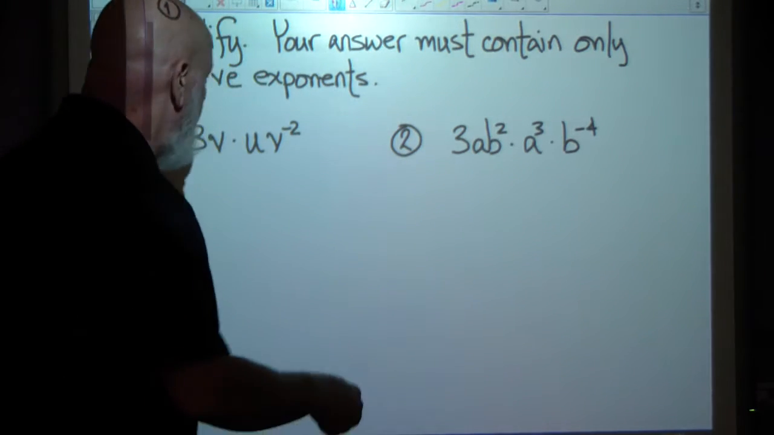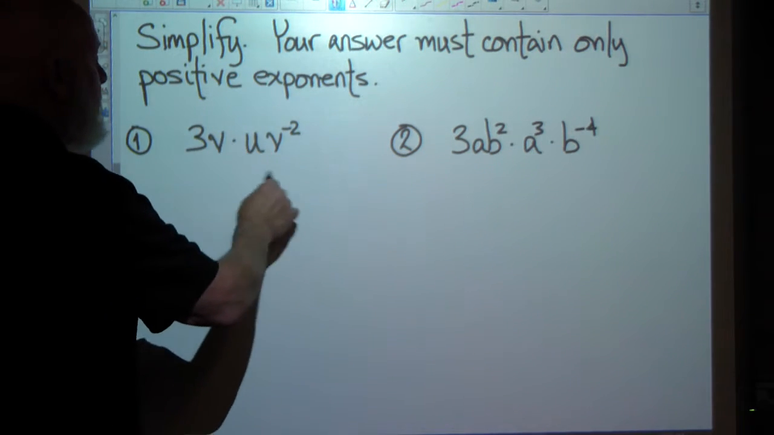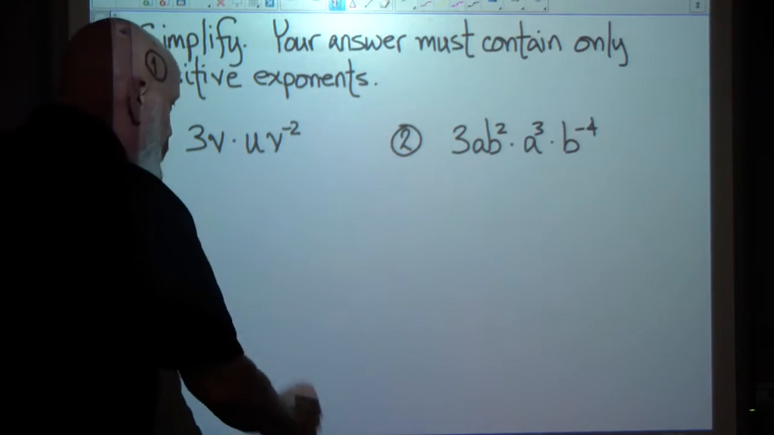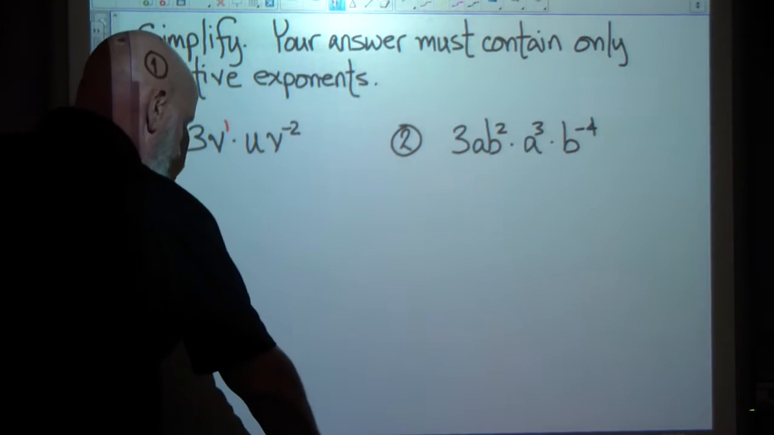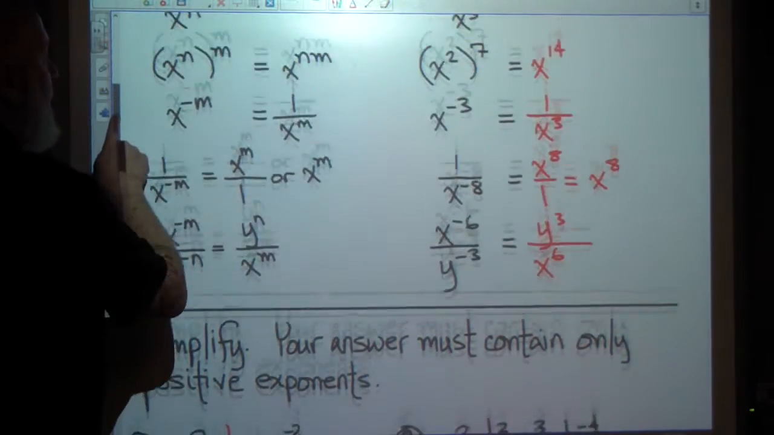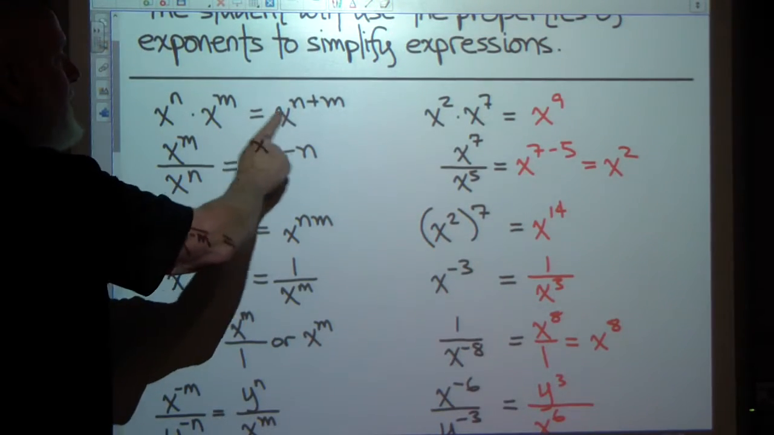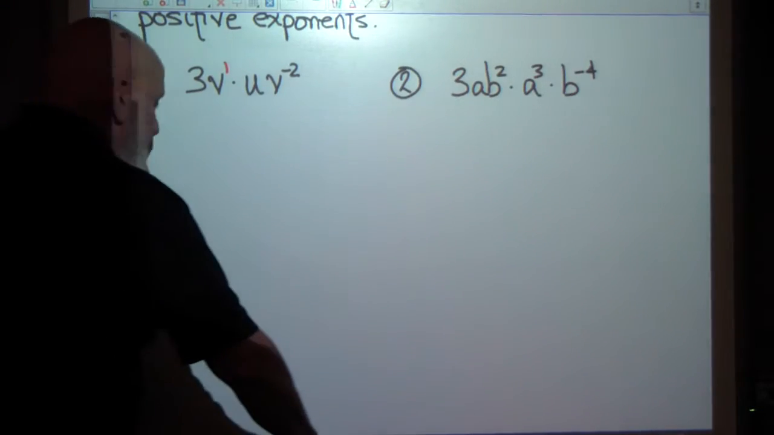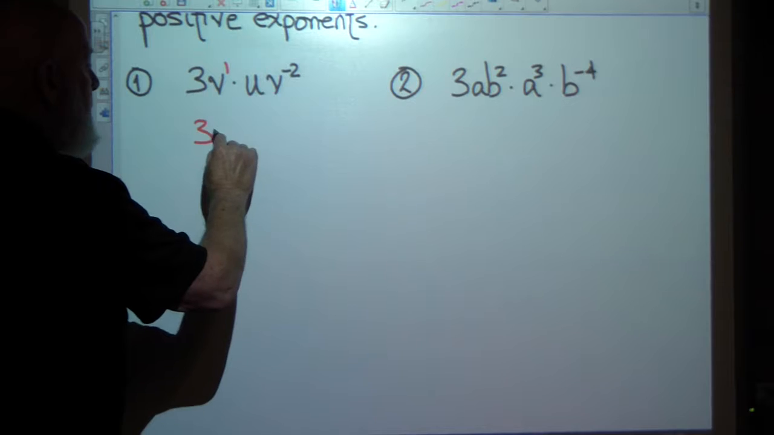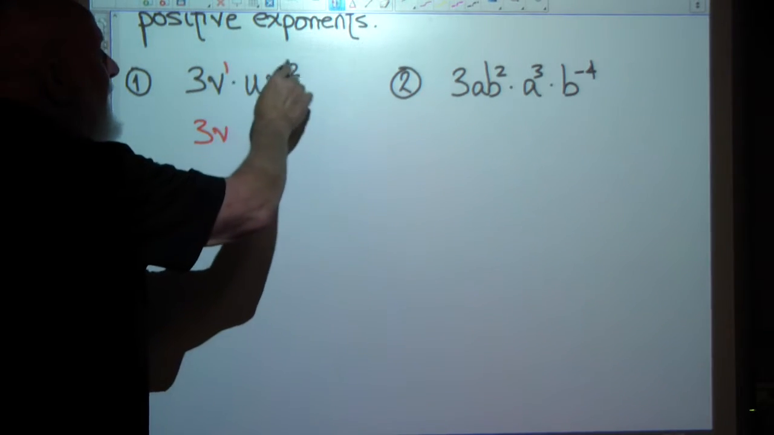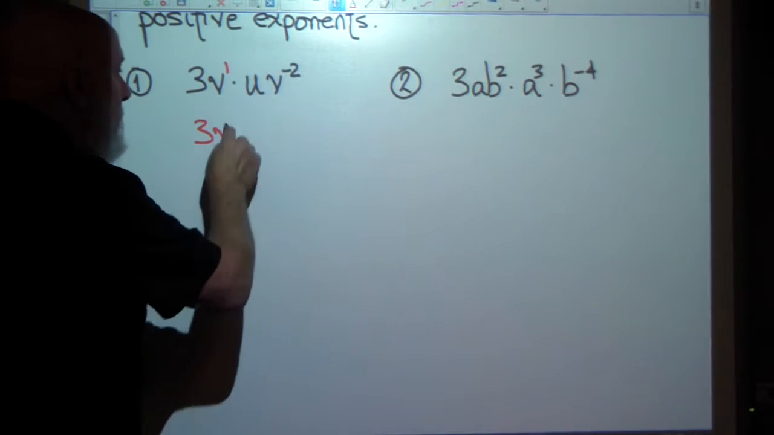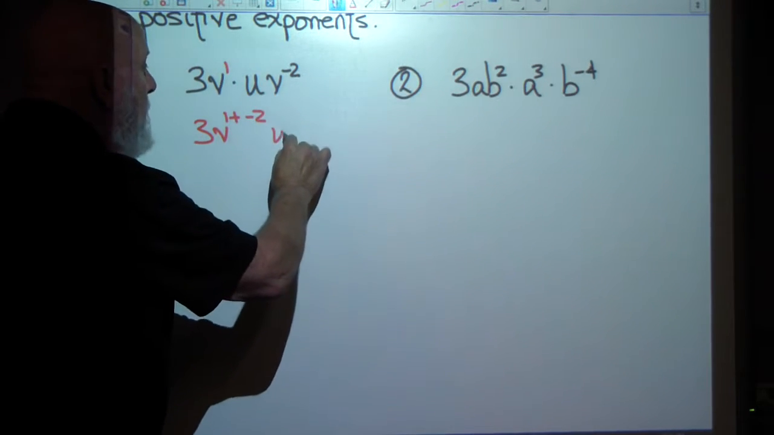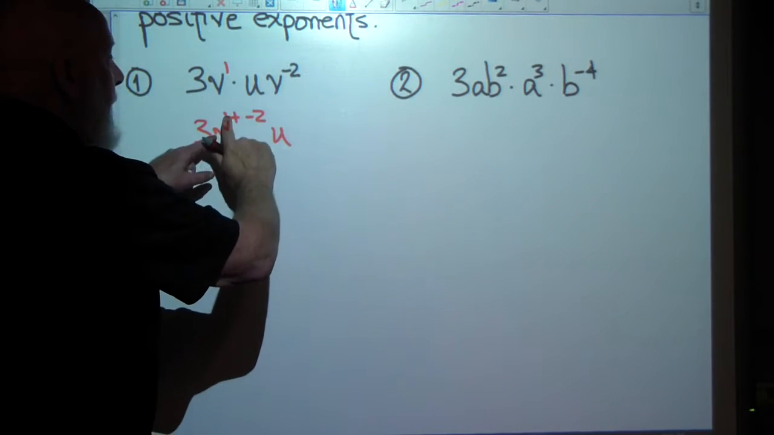If I were me, I would look at this and I would say, okay, I'm trying to simplify this. I've got 3 times v times u times v. These are like bases. This is an implied 1. So first thing I'm going to do is say, if I've got like bases, I'm going to leave the base the same and add my exponents. So I'm going to say, well, this is 3v, I'm adding 1 plus negative 2, times u. I left the base the same and added the exponents.